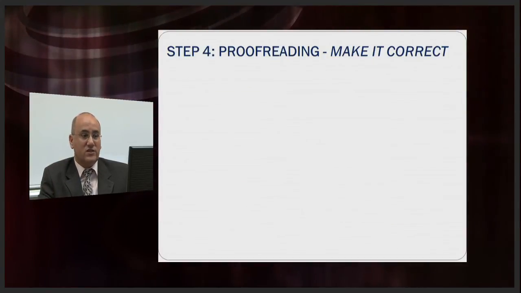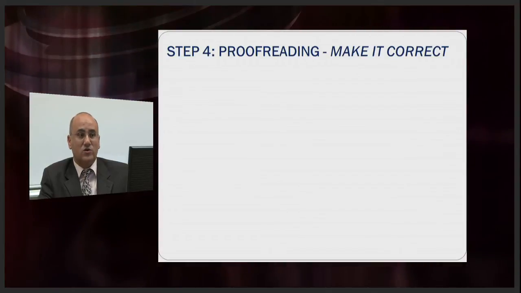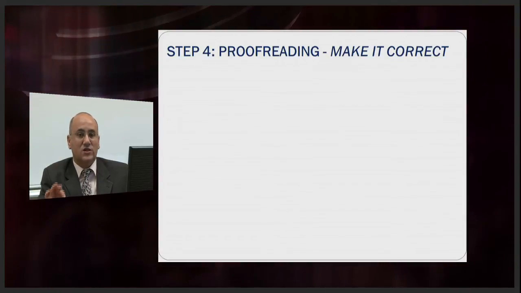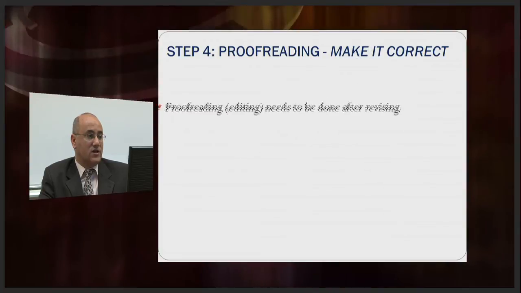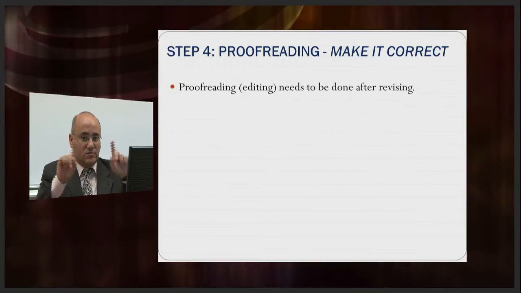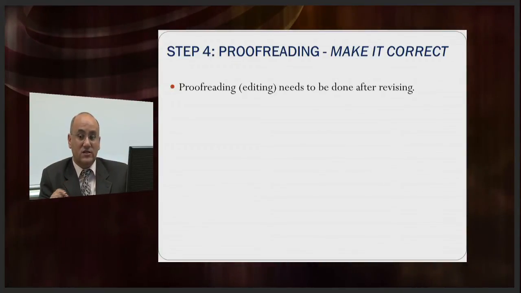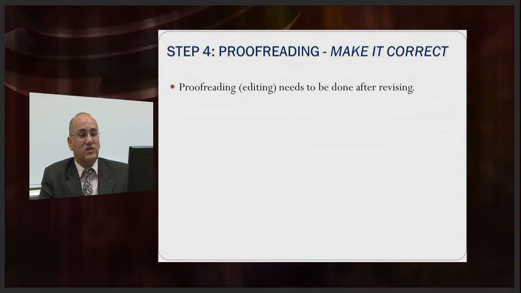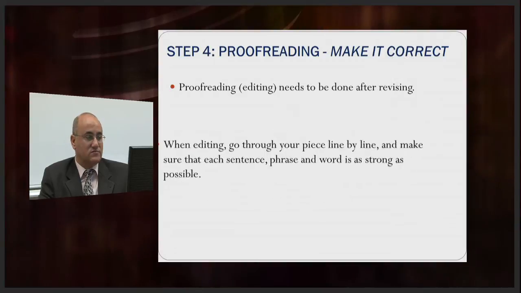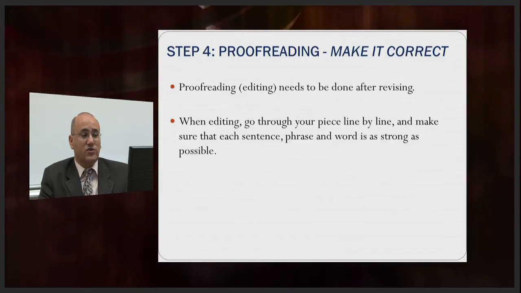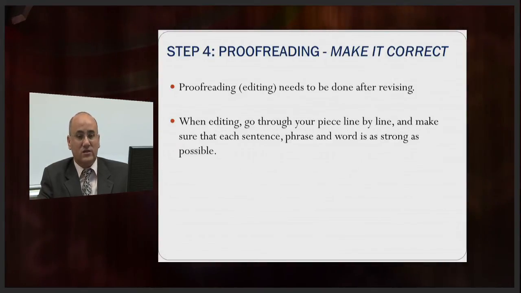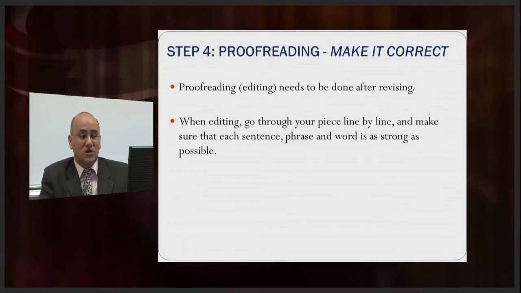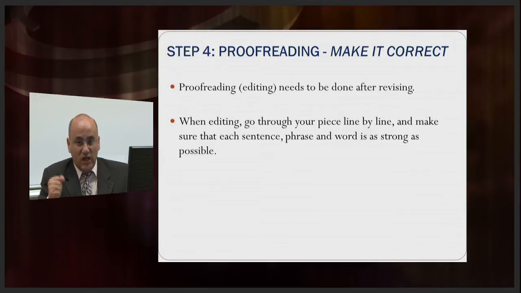Stage 4 is proofreading. Make it correct. Now we want to adjust all the wording and all the grammar there. Proofreading, between brackets, editing. Editing, you have to edit. Proofreading needs to be done after revising. When editing, go through the piece line by line and make sure that each sentence, phrase, or word is as strong as possible.